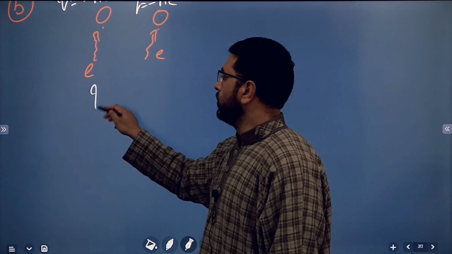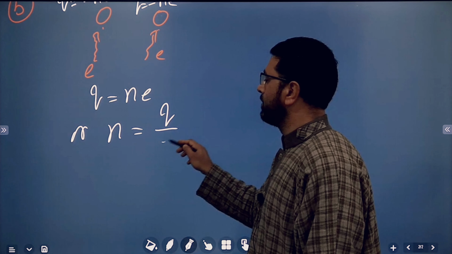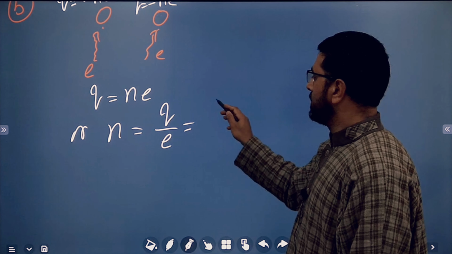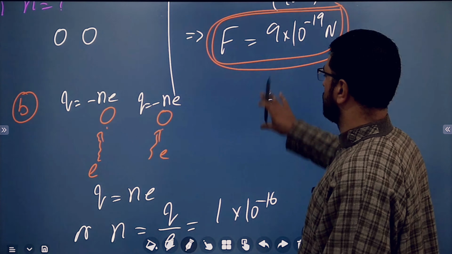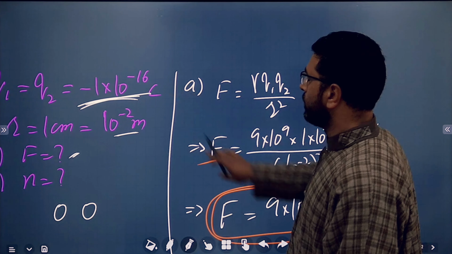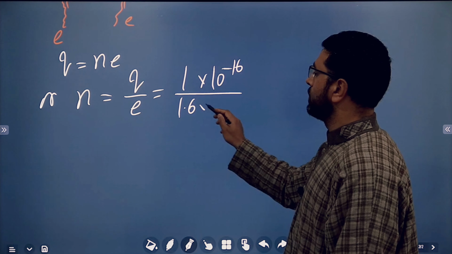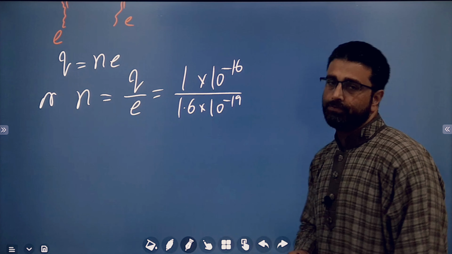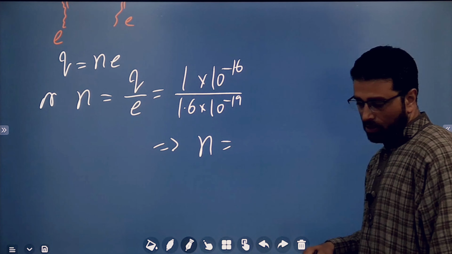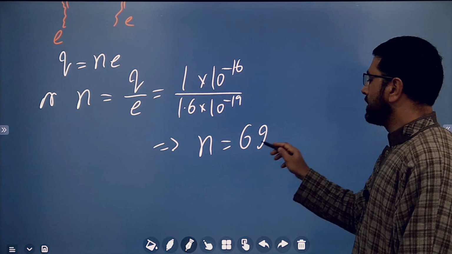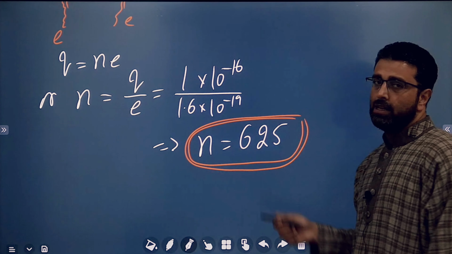So Q is equal to Ne, or N is equal to Q divided by E. Q is 1 into 10 to the power minus 16 Coulomb. I'm just using the magnitude. Divided by E, which is 1.6 into 10 to the power minus 19. So this implies N is equal to, now you have to work this out. I have already done that. 625 is the number of extra electrons.